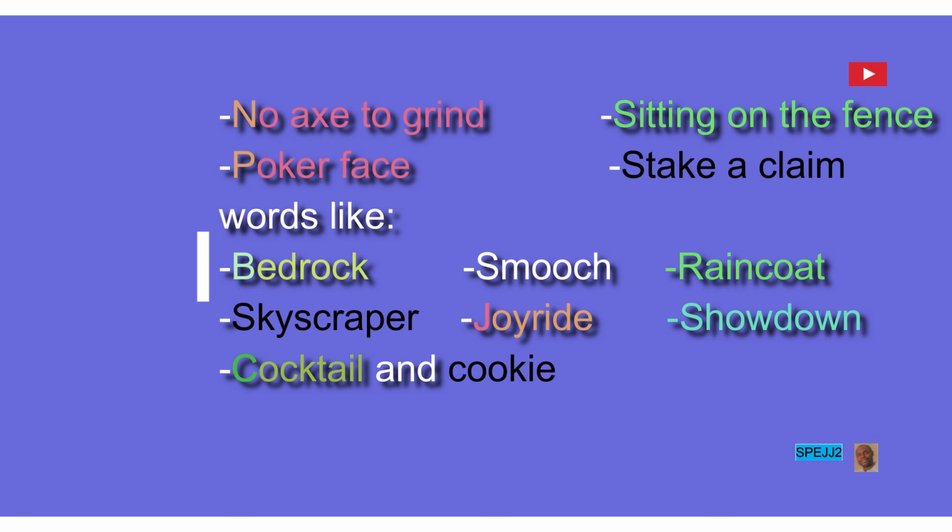Some American influenced phrases include no axe to grind, sitting on the fence, poker face, stake a claim, and words like bedrock, smooch, raincoat, skyscraper, joyride, showdown, cocktail, and cookie.